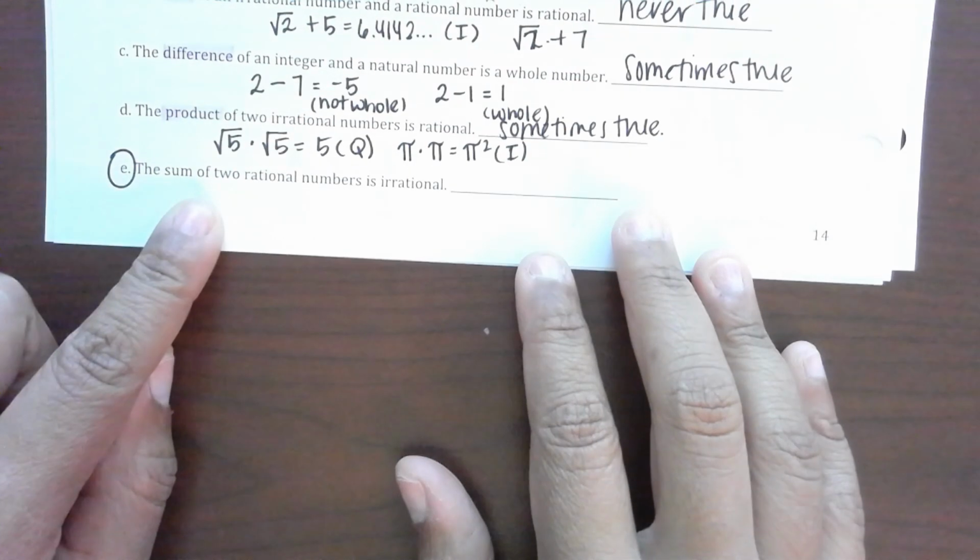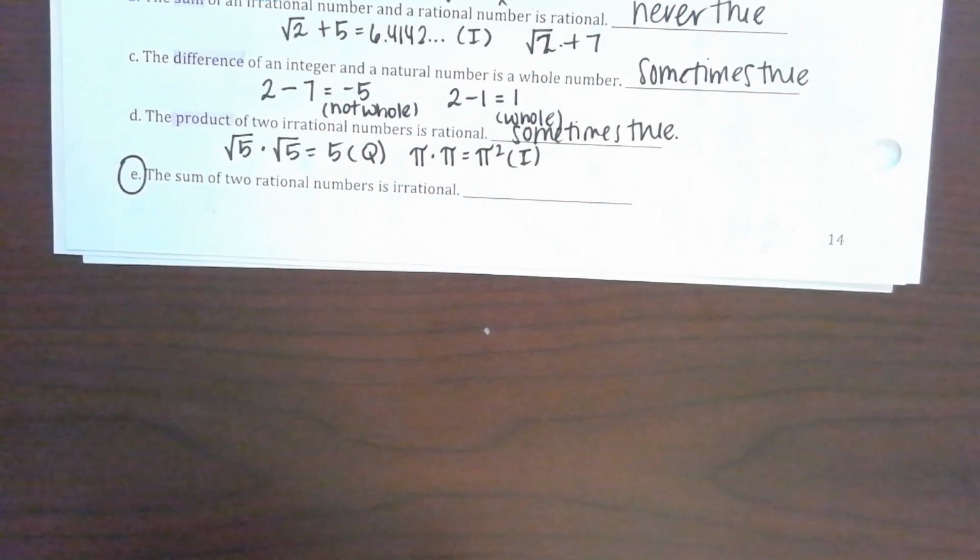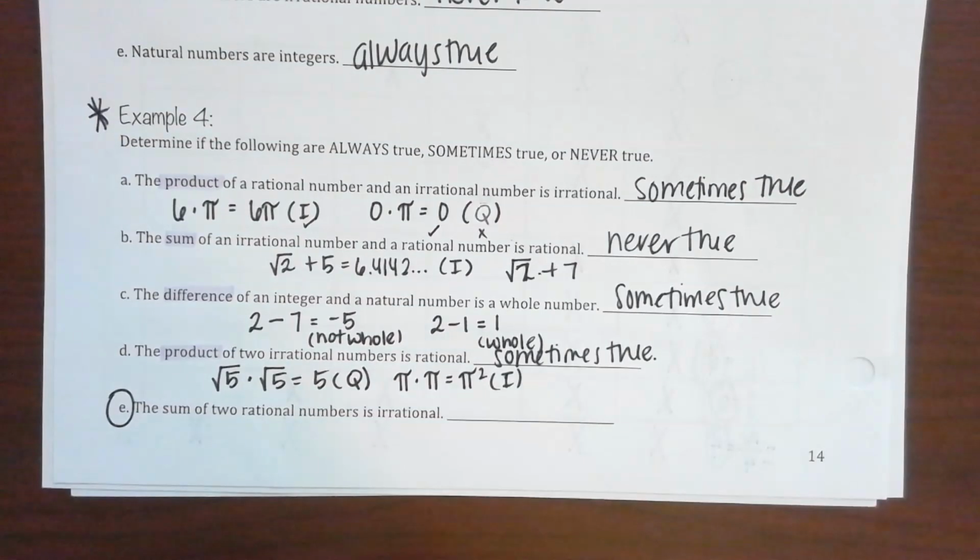I told you to just do this one piece. We're supposed to determine if it's always true, sometimes true, or never true. The sum of two rational numbers is irrational. The sum of two rational numbers is irrational. So we're saying this is sometimes, always, or never true. So, what do y'all think based on what you did?